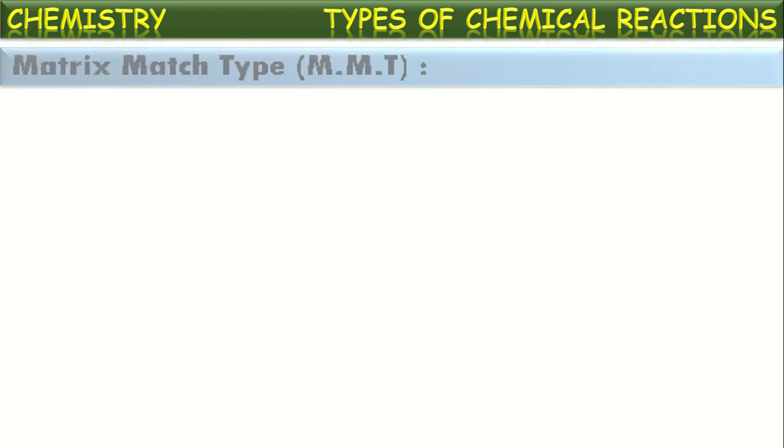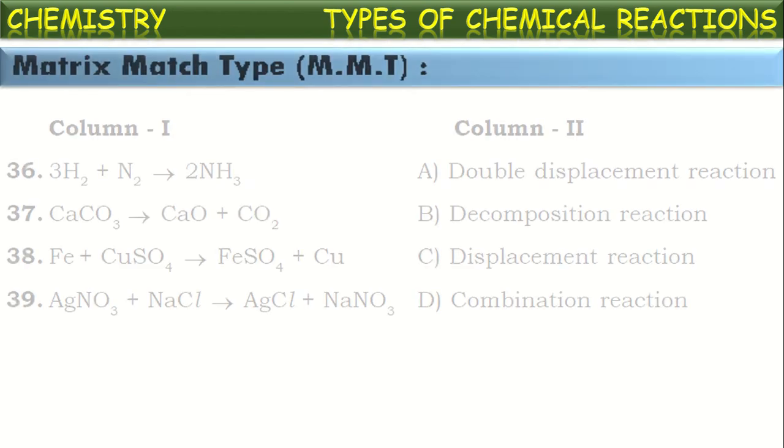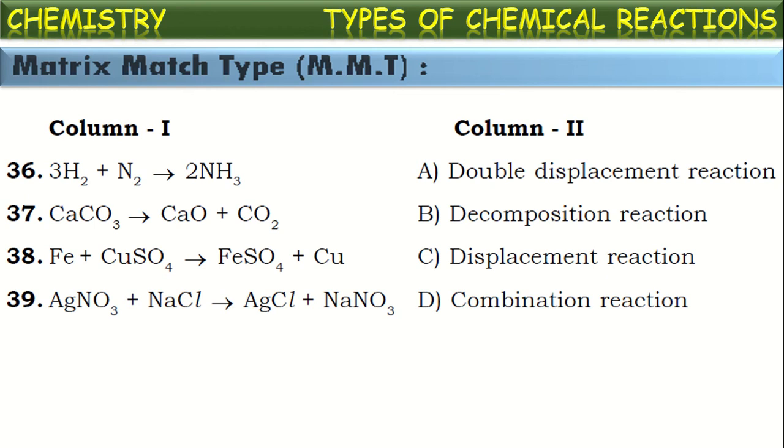Next, now let us see matrix matching type questions. So in column 1, certain reactions are mentioned. In column 2, their type, their name is mentioned. Try to match this. Observe the first equation. Hydrogen plus nitrogen gives ammonia. What is happening here? Two elements combining together to form a compound. This kind of reactions in which two or more simpler substances combine together to form a new substance are called combination reactions. So the formation of ammonia from hydrogen and nitrogen is a combination reaction.